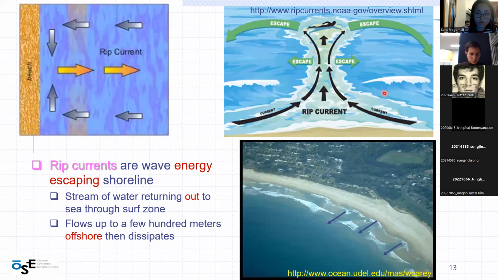Rip currents are wave energy escaping the shoreline. It's a stream of water returning out to sea through the surf zone and flows up to a few hundred meters offshore, then dissipates.